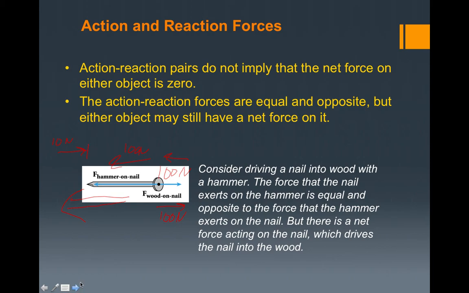For your action-reaction pairs, what you need to do to get them is just flip the nouns. For example, if I'm talking about the hammer and the nail, my action force is going to be the hammer hits the nail. The reaction force is going to be the nail hits the hammer. Those are your action-reaction pairs. It is not the hammer hits the nail and the nail goes into the board. You have to keep the same two nouns and flip them around on opposite sides of the verb.